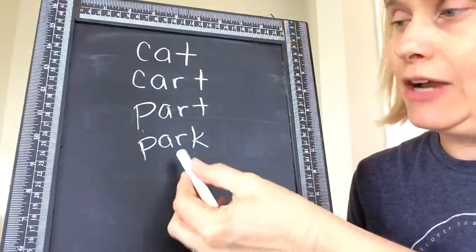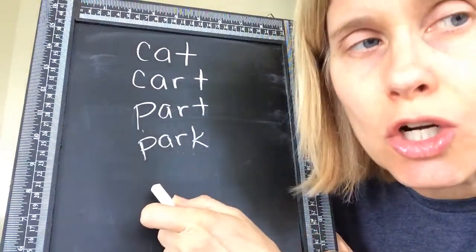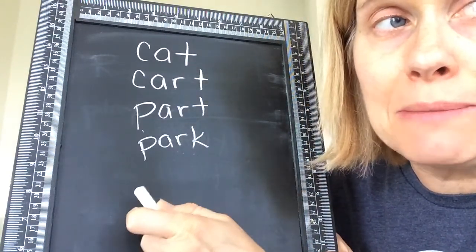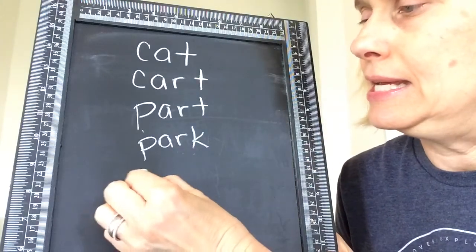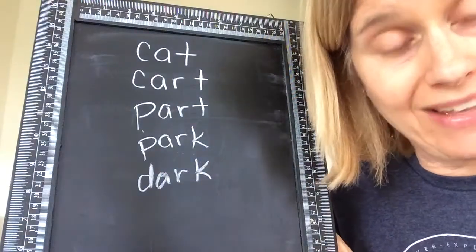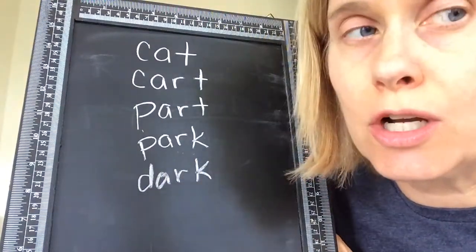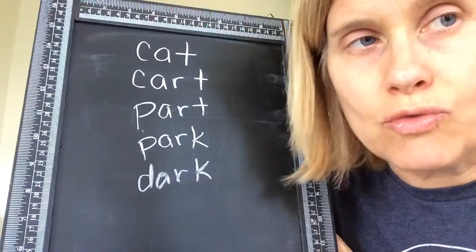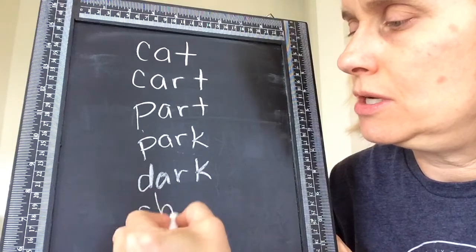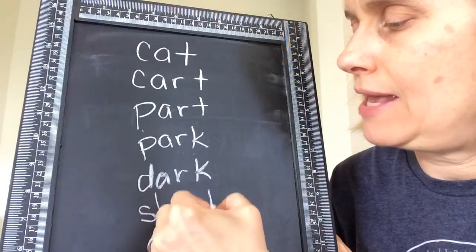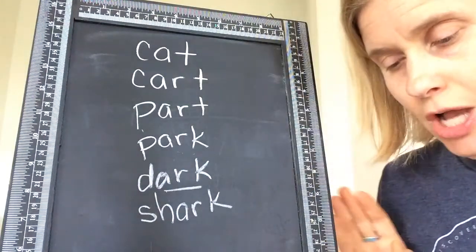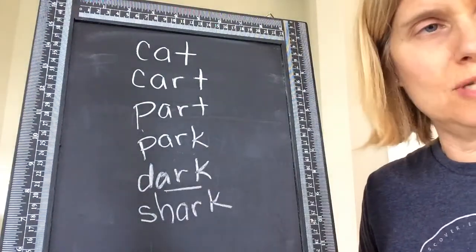So park. Now you're going to change park into dark. Like it was dark outside. Now remember, I didn't say bark. Don't make it a B. It's a D. D-A-R-K. Good. Okay, now the last word you're going to try to write is shark. So use what you have here to write shark. Shark is going to start with an S-H and then A-R-K, just like dark ended with. Okay? Nice job, guys. That is all I have for you today.